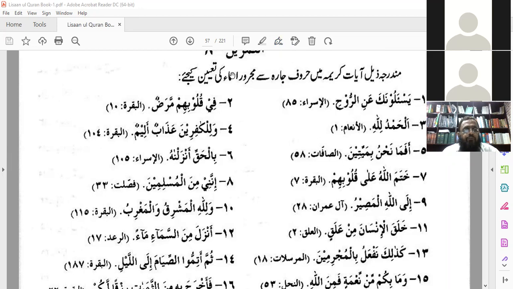Number 2: qulubihim maradun. Fi is harf jar, qulubi is ism majrur. Very good. We can say fi harf jar, qulub mudaf, hum mudaf ilayh. Mudaf and mudaf ilayh connected become majrur, and this is shibh jumla, and shibh jumla khabar muqaddam. And maradun mubtada mu'akhar, right. Mubtada mu'akhar with its khabar muqaddam, jumla ismiya. Very good.